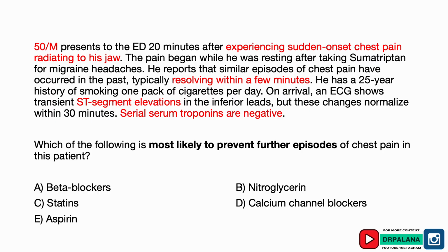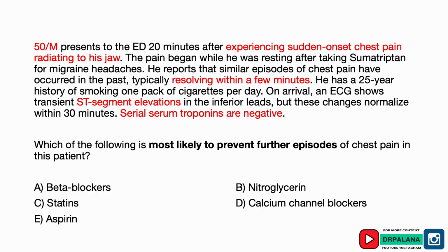Which of the following is the most likely to prevent further episodes of chest pain in this patient? A. Beta blockers. B. Nitroglycerin. C. Statin. D. CCB. Or E. Aspirin. The correct answer is D.